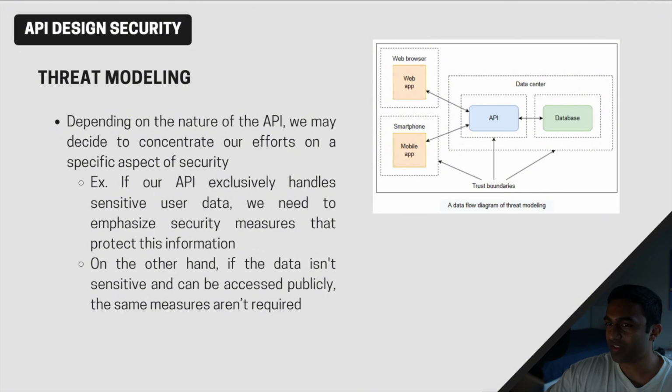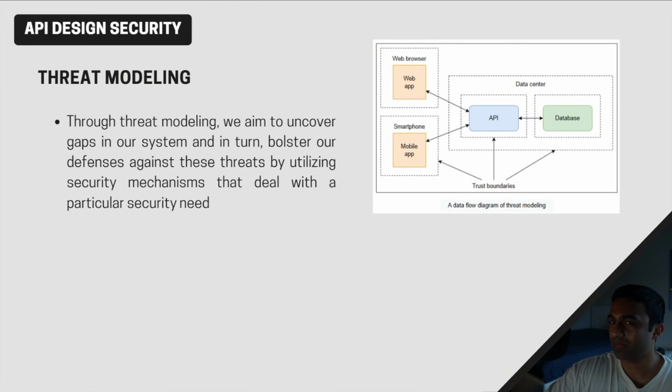So depending on the nature of the API, we may decide to concentrate our efforts on a specific aspect of security. For example, if our API exclusively handles sensitive user data, we need to emphasize security measures that protect this information. On the other hand, if the data isn't sensitive and can be accessed publicly, the same measures aren't required. Through threat modeling, we aim to uncover gaps in our system and in turn bolster our defenses against these threats by utilizing security mechanisms that deal with a particular security need.